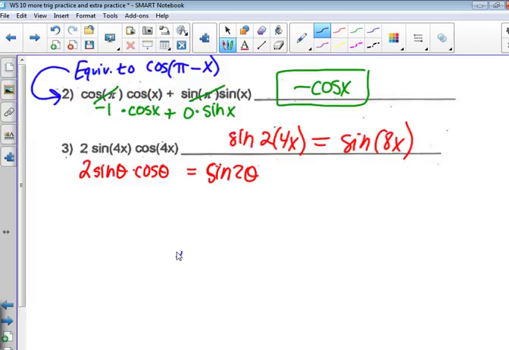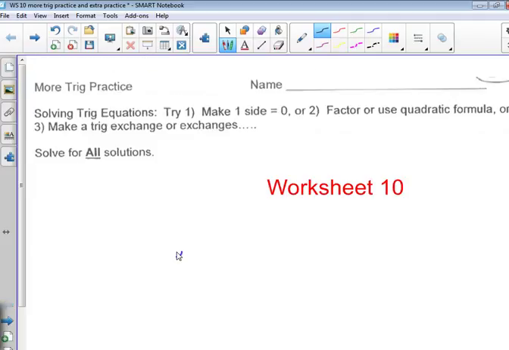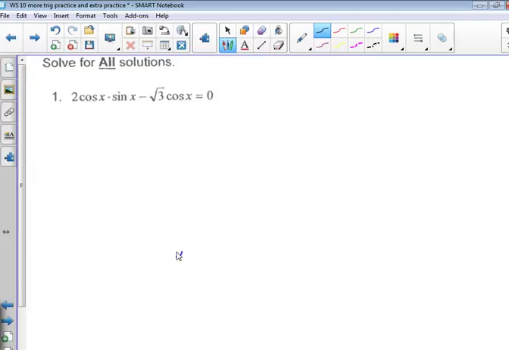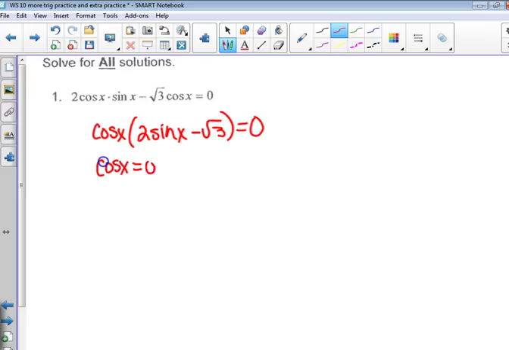All right, you do need to be able to do some equation solving. Let's say number 1 on side A. What can we do here? Take out a cosine of x. What will it say then? 2 sine x minus square root of 3 equals 0. Are you okay from there? Cosine is 0, or can I skip down to this part? Sine x equals square root of 3 over 2. If I subtract that, we'll set it equal to 0. Did I skip too many steps?